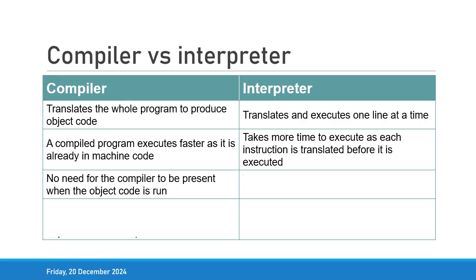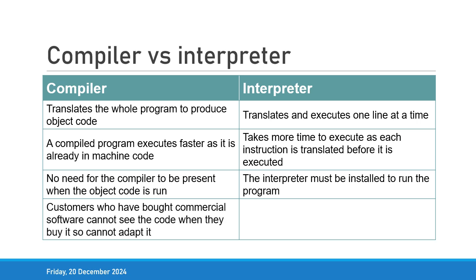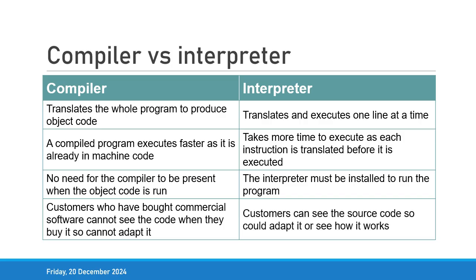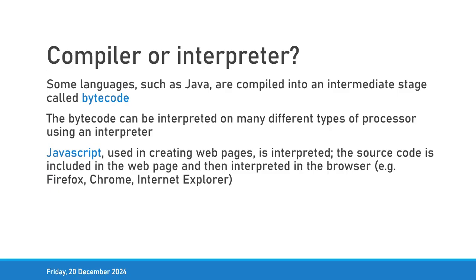There's no need for the compiler to be present when the object code is run, but the interpreter must be installed to run the program because we're translating it every time we run it. Customers who have bought commercial software cannot see the code when they buy it, so they cannot adapt it. But in the other one, where we're using an interpreter, customers can see the source code, so could potentially adapt it to see how it works. So compiler or interpreter? Well, pretty much just depends on what you're doing.